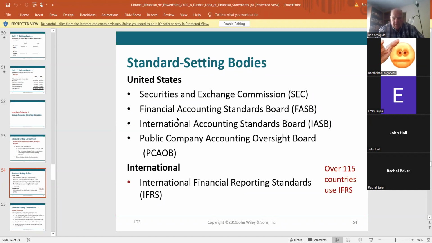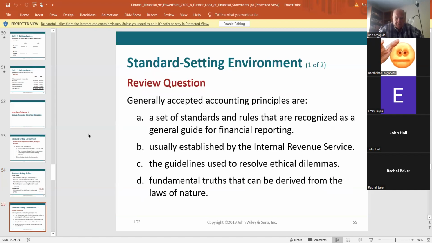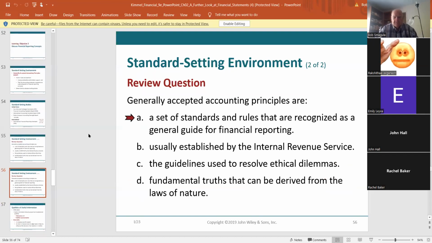FASB, Financial Accounting Standards Board. The Securities and Exchange Commission doesn't know anything about accounting. But one of the rules of the SEC is that the companies must file certain financial information at a certain time under the rules promulgated by FASB. I'm not going to worry about the next two, okay? FASB, SEC. Generally accepted accounting principles are the standards and rules that recognize the general guide for financial reporting.